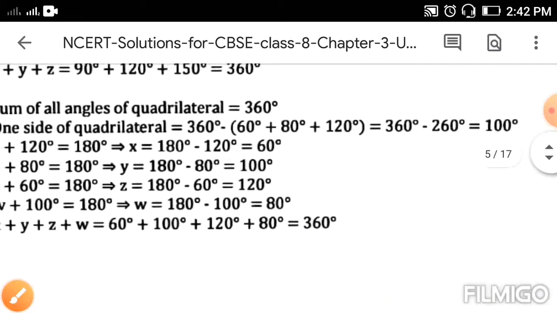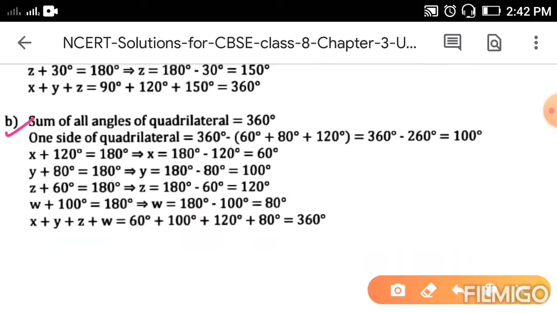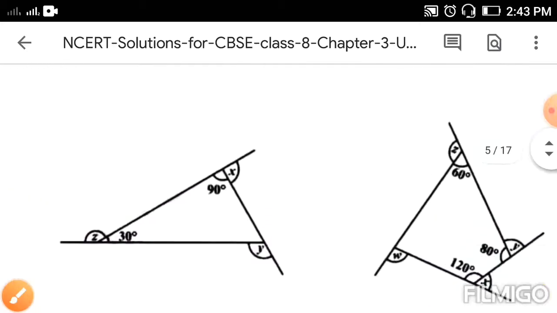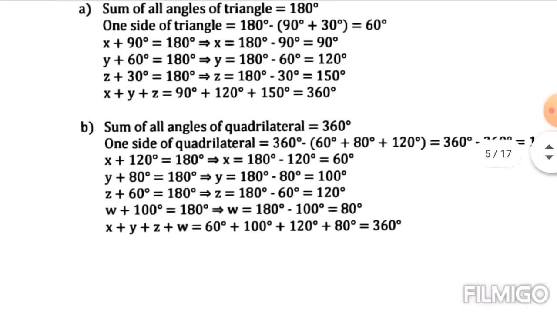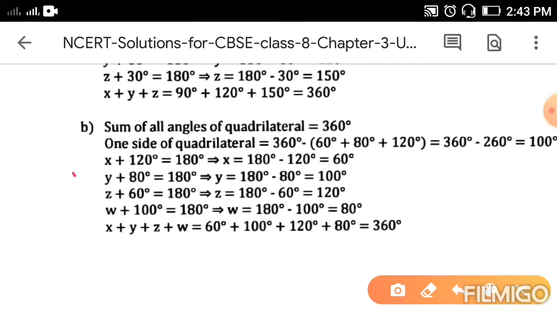So let's see their calculation. Sum of all angles of a quadrilateral is 360 degree. One angle of the quadrilateral is 100. Let me show you, this angle we got 100 degree. Now use linear pair angles. X plus 120 is equal to 180, so x is equal to 180 minus 120, so x is equal to 60. Same way, y plus 80 is equal to 180, so y is equal to 100. Z plus 60 is equal to 180, so z is equal to 120. W plus 100 is equal to 180, so w is equal to 80.